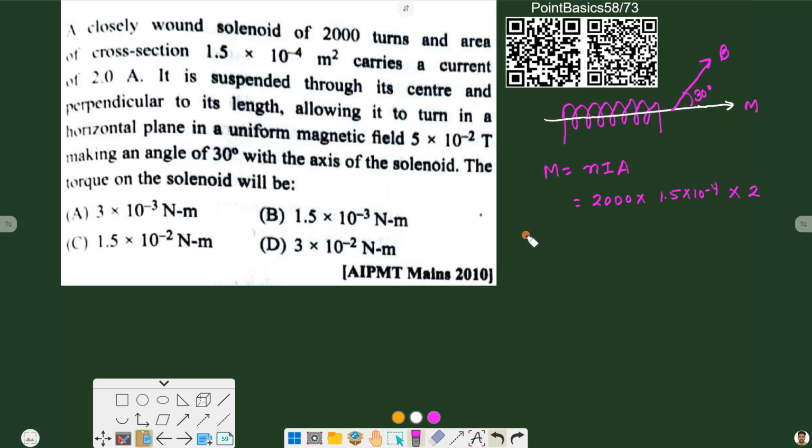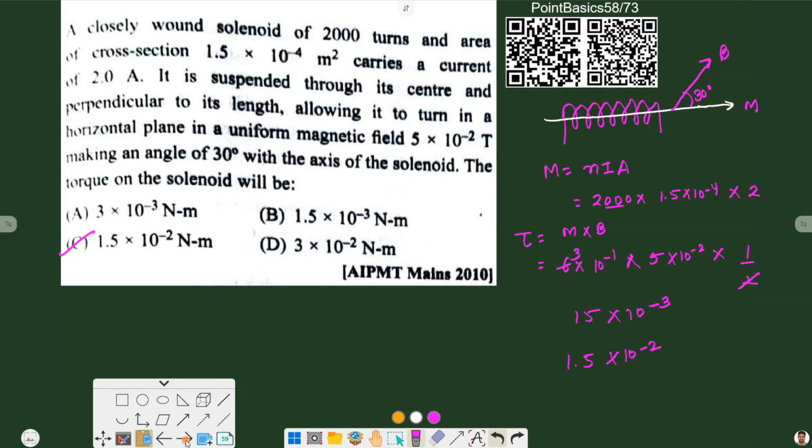So torque will be M cross B. M is this, so that will be 2 into 2 is 4, into 1.5, that is 6, into 10^-1, that is the magnetic dipole moment, into B, that is 5 × 10^-2, into sine of 30, that is half. So 15 × 10^-3, or 1.5 × 10^-2 Newton meter is the amount of torque here.